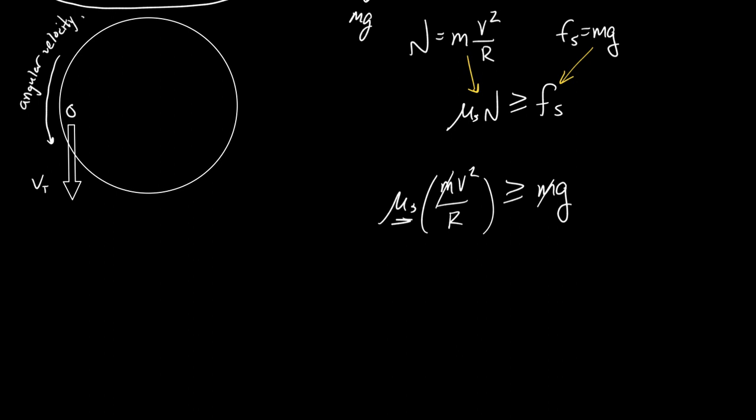All right, this is largely the answer, but we want velocity. That's what they asked about. So I'm going to say that v squared has to be greater than or equal to g r divided by mu s. Now, here's where I want to kind of stop for a minute. Does this make sense?